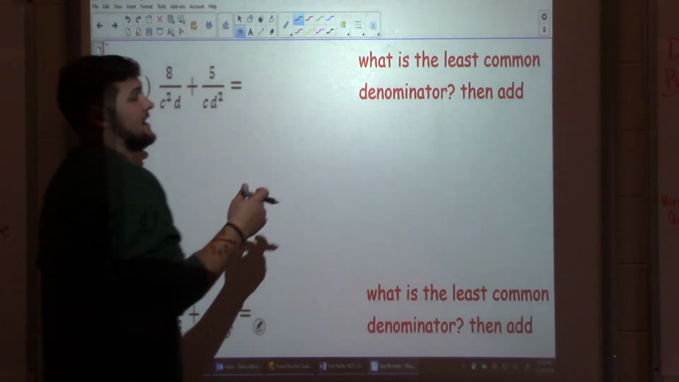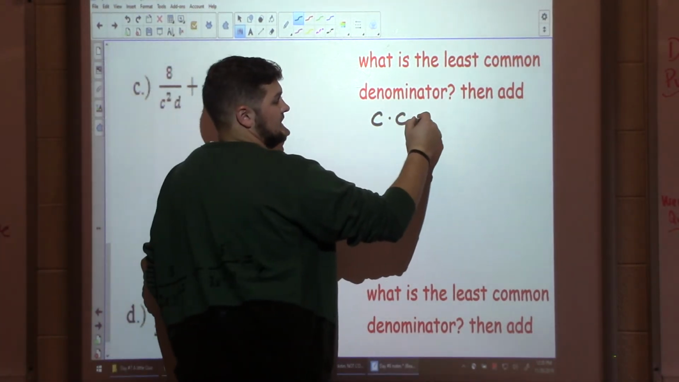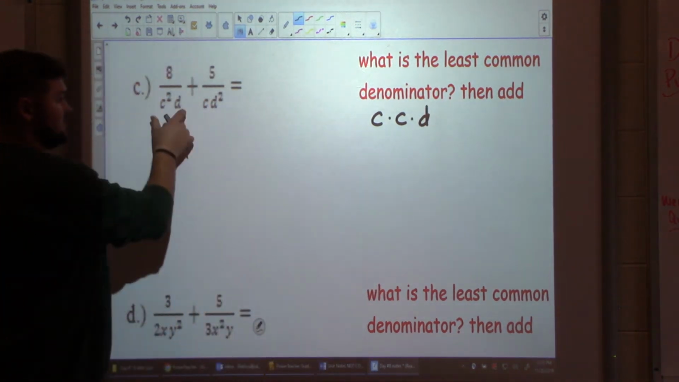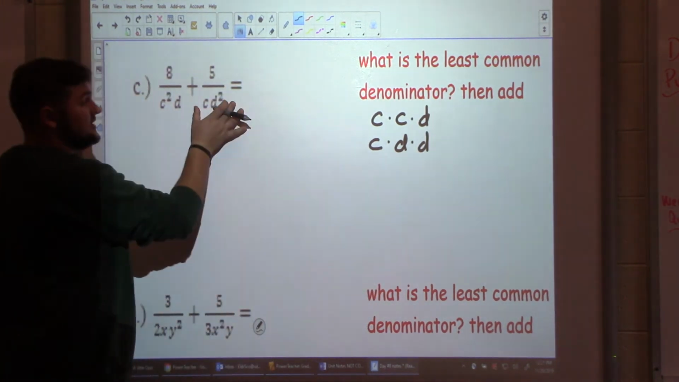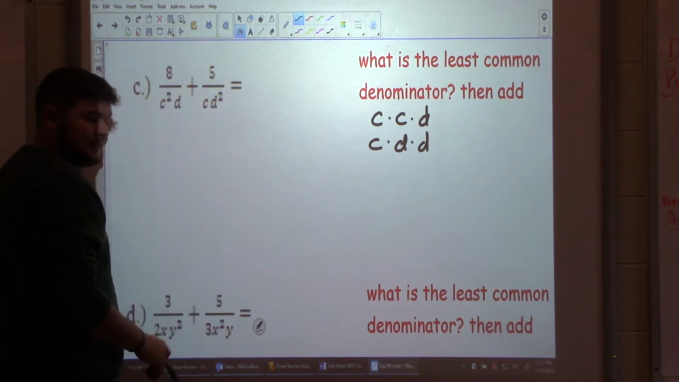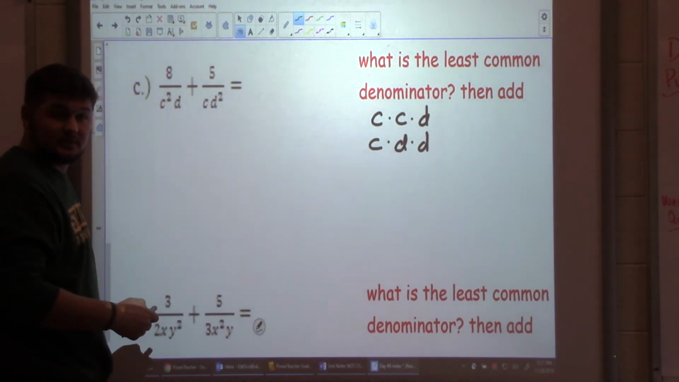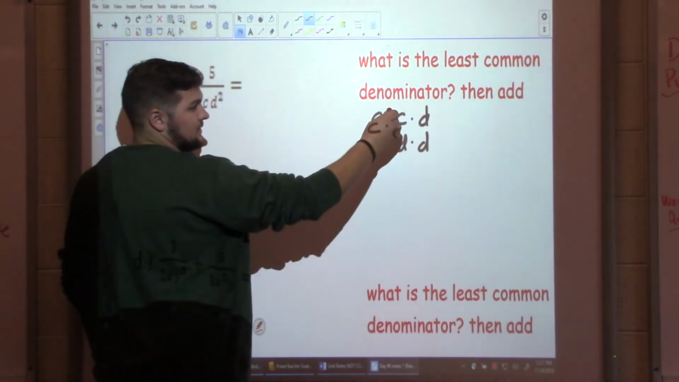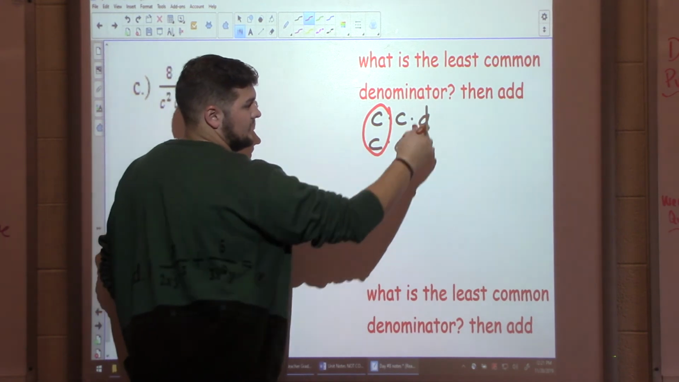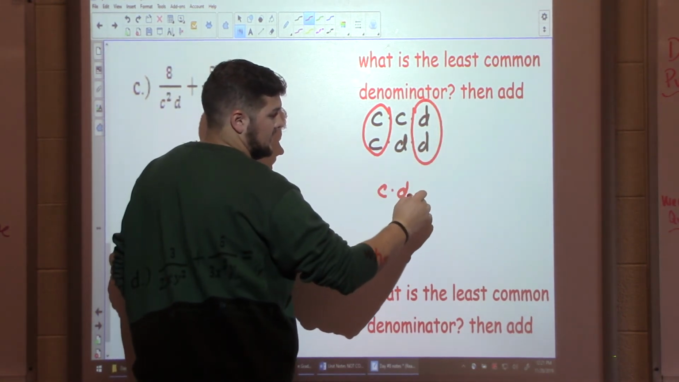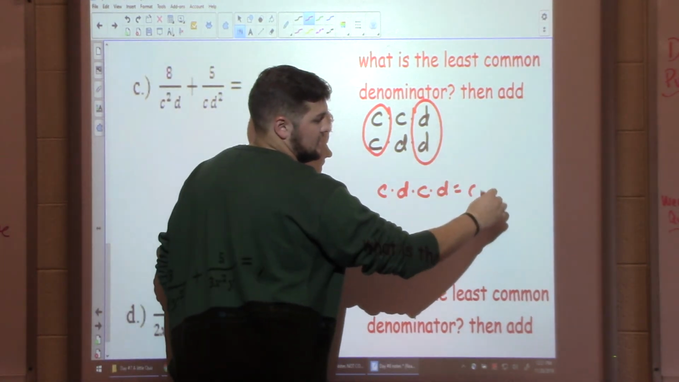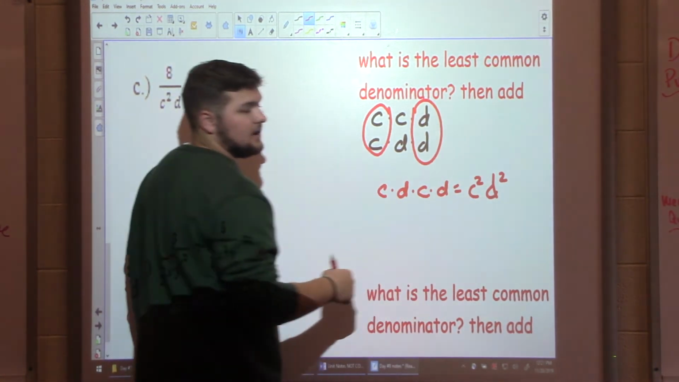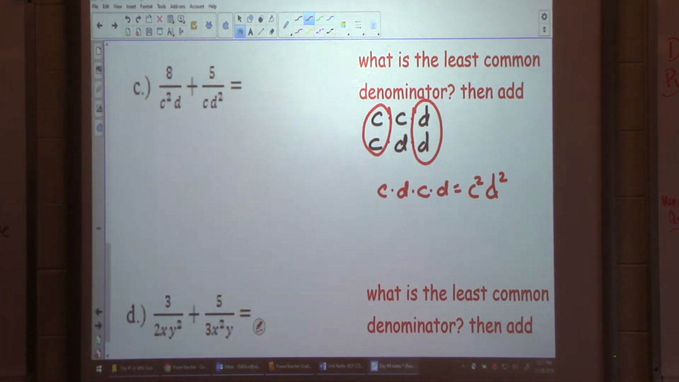If you can't see that, write them both out as multiplication. C times c times d. That's c squared d. C times d times d. That's cd squared, right? Do you remember how we find the least common multiple? If we circle what they have in common and write it down, and then we multiply by everything that's left over, we should get our least common multiple, which will give us our least common denominator. So c squared d squared would be our least common denominator.